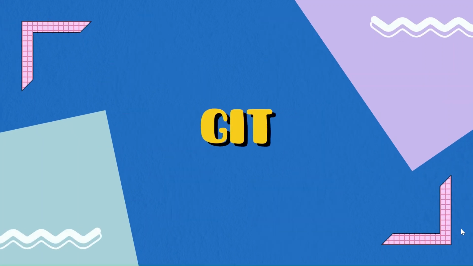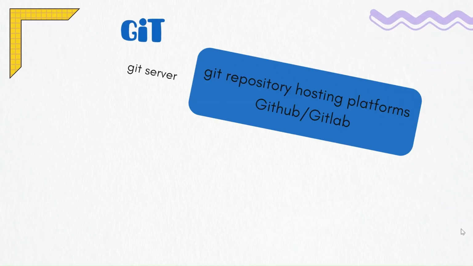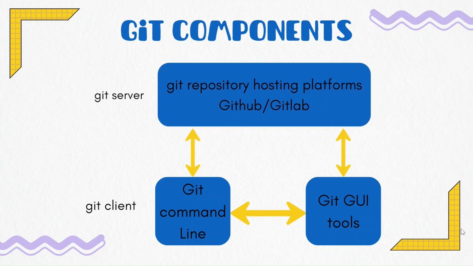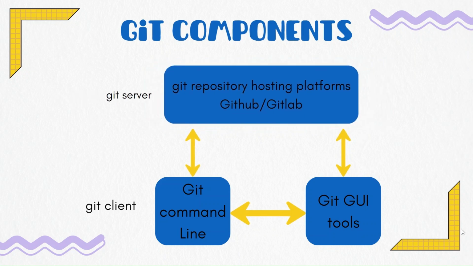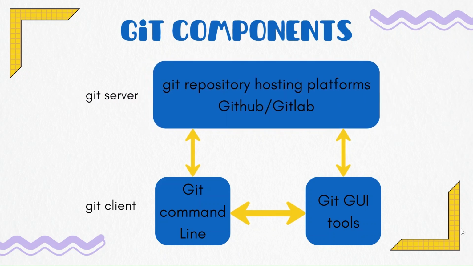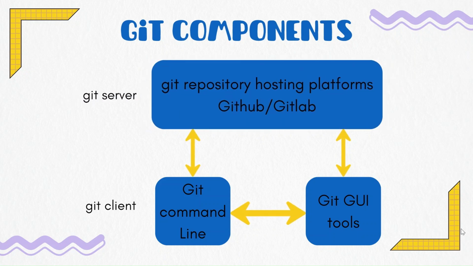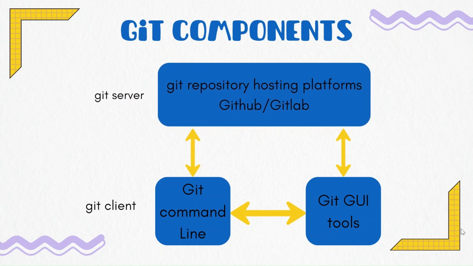Before we dive into the world of Git commands, let's take a step back and visualize the overview of components that make up the Git ecosystem. There are three main components. First one is a Git server. A Git server acts as a central hub for your Git repositories, making collaboration easier by providing a single, reliable source of truth for your projects.